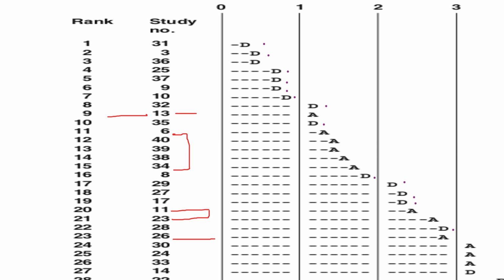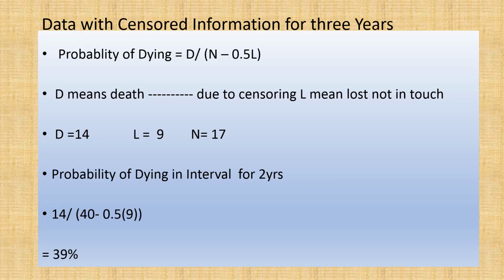So they are 9 in number. All right, so these 9 individuals whom I am unable to reach, I'm going to calculate the data with censored information for 3 years on them. This is the information. Probability of dying, death is equal to what? Divided by n, the total number of study population, minus 0.5 L, the loss I have observed. I have written it down over here for simplicity.